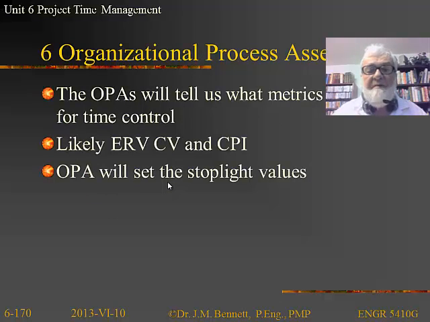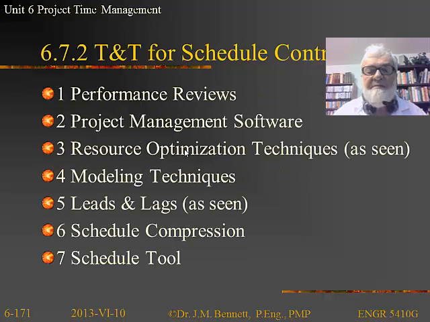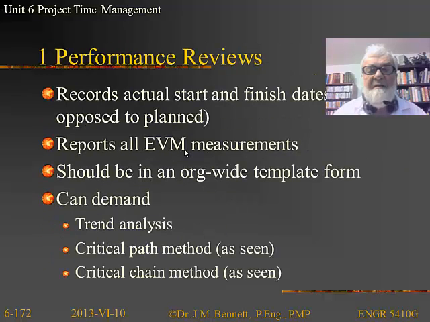The organizational process assets here, likely the organization will tell us about the earned value for the cost and schedule variance. And it will set stoplight values. If you're within certain tolerances, then you can still go ahead. If you get into slightly worse tolerances, then we yellow light it. In other words, caution, danger's coming. And finally, if it gets way out of control, we red light it, stop the project, analyze what's going on, and fix it.